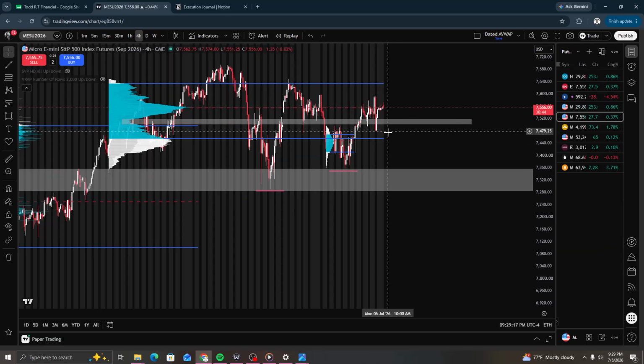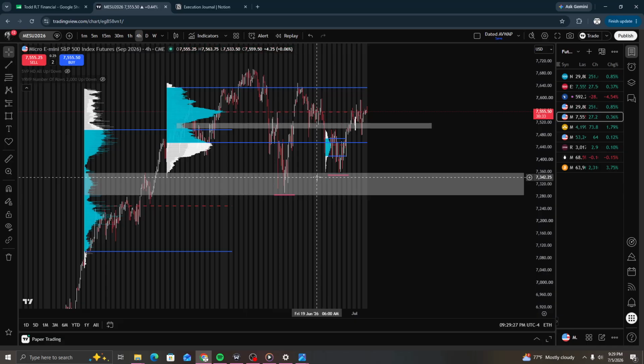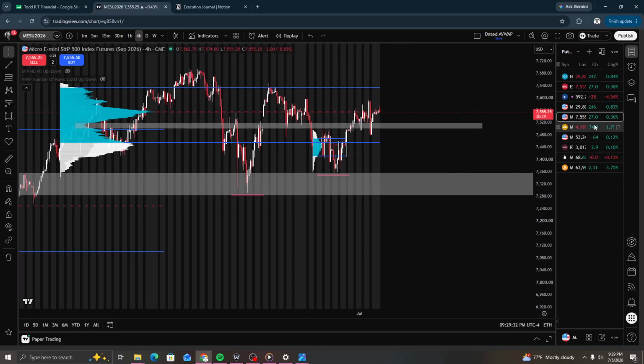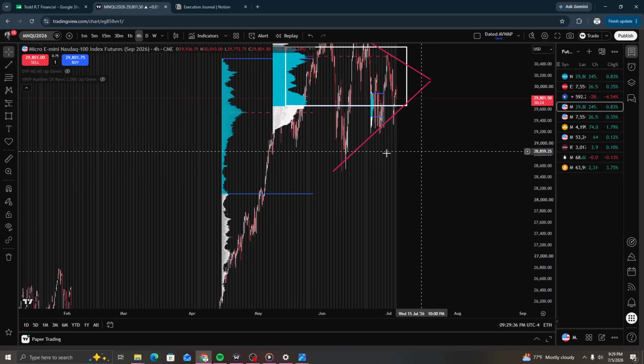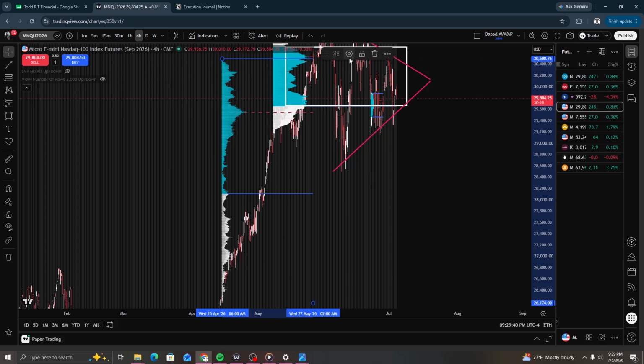So if we were to break this low volume node here on ES, I would imagine we would make our way to this higher value here. Lower value. You see on NQ, if we have the same, it would be down here-ish for NQ.